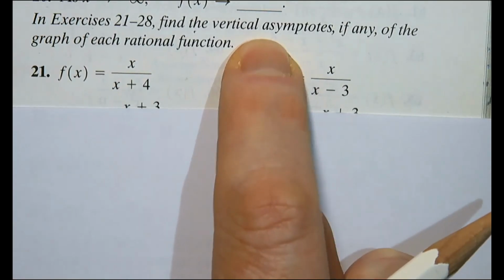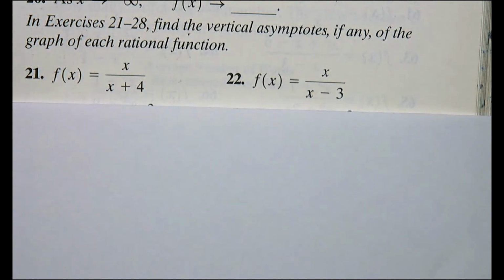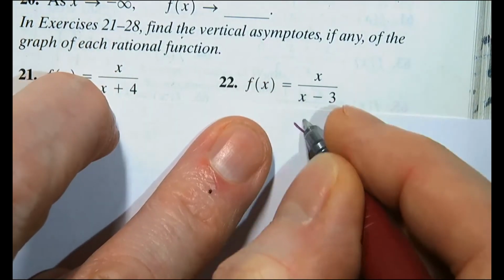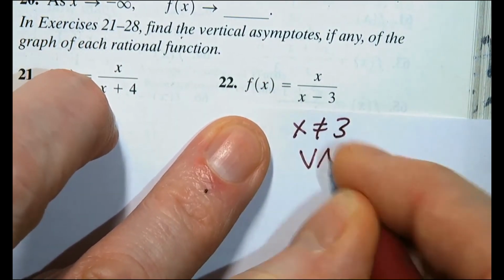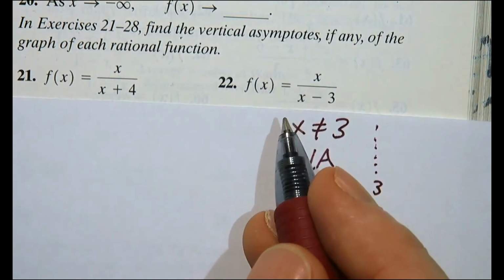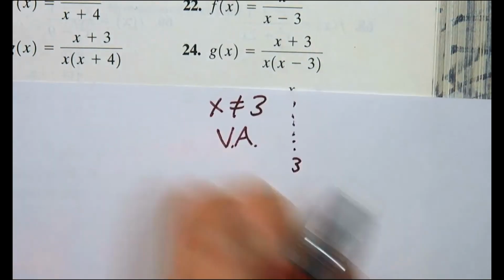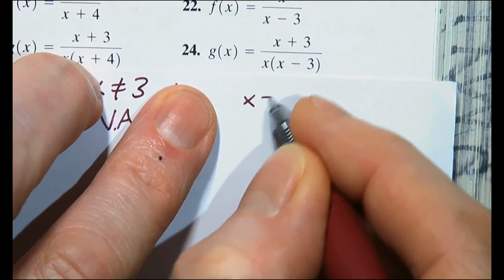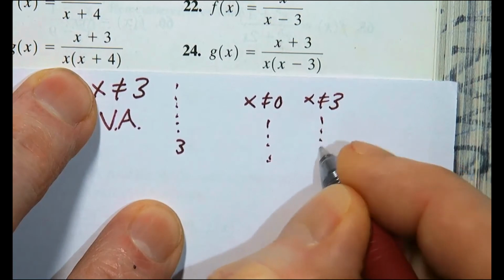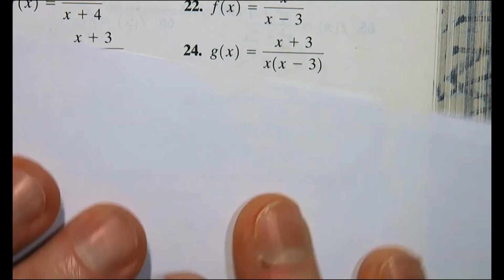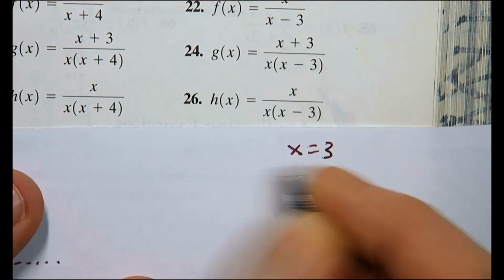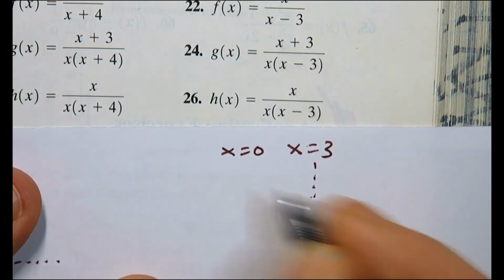Find the vertical asymptotes. Same question again. All you got to do is say, what are the banned numbers? I'm going to look at number 2. What's the forbidden number? You're like, x can't be 3. Okay, so vertical asymptote at 3. So wherever there's a banned number, you put it right there. And then here's another one. This guy's got number 2. x can't be 0. x can't be 3. So once again, vertical at 0, vertical at 3. Same question again. x can't be 3. x can't be 0, vertical at 3, vertical at 0.